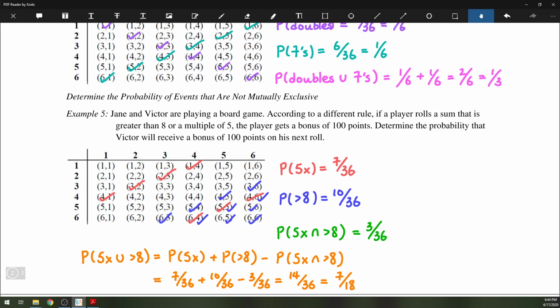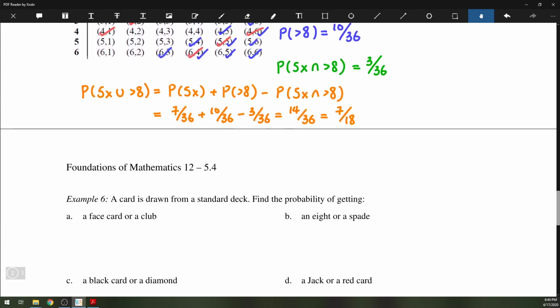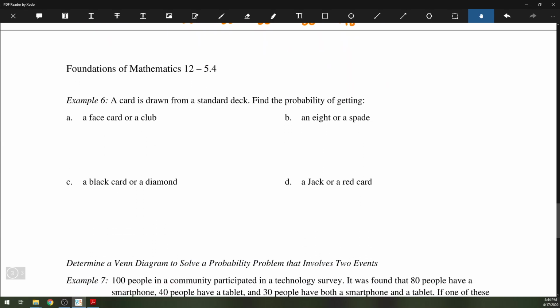Okay, so next part is just about cards and how we can use mutually exclusive events, or if they're not mutually exclusive, then how do we subtract the intersection? Face card or club. Sorry, we're finding the probability of getting a face card or a club if we draw a card randomly from a standard deck of cards.